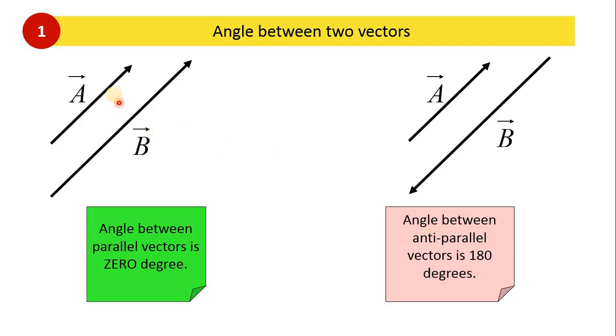Now here you see these two vectors are parallel vectors, and these two vectors are anti-parallel vectors. So the angle between parallel vectors is 0 degrees, and the angle between anti-parallel vectors is 180 degrees, because they are opposite. So angle 180 degrees.